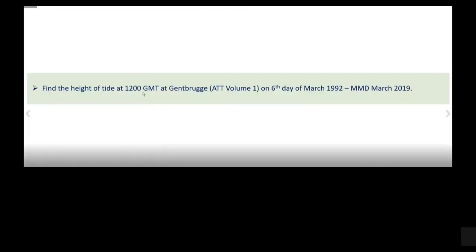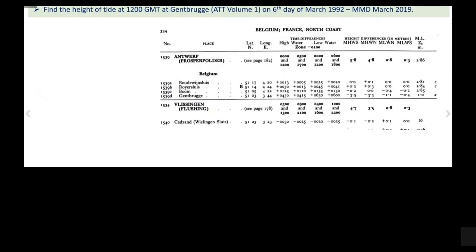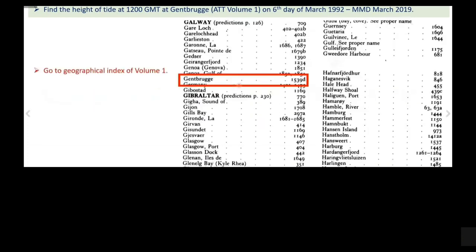Find the height of tide at 1200 hours GMT at Jentbrug, ATT Volume 1 on 6th day of March 1992. So 1200 GMT was the time and Jentbrug was the port. So we went into the geographical index. हमने सबसे पहले तो ये देखा that this particular place is a secondary port. We got the number from here, 1539.